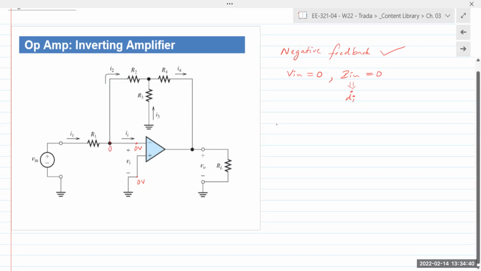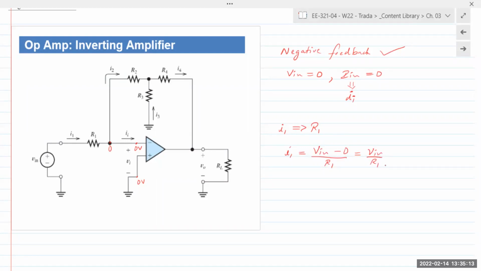So now let's apply simple analysis techniques. I1 is the current that is flowing through R1. If you want to describe I1 in terms of the node voltages where R1 is connected, what do we have? V in minus 0 divided by R1. And so we simply get V in over R1. Right, we're applying simple circuit analysis techniques.